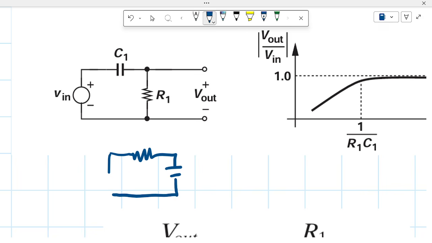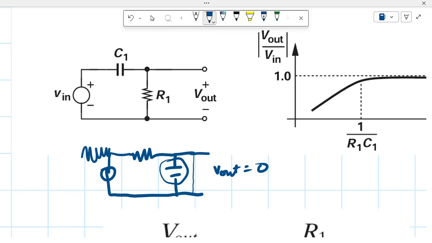A circuit like this is actually called a low pass circuit, because assuming a signal of high frequency comes in, this capacitance would behave as a short circuit, then the output would end up being 0. In that case, the higher the frequency, the lower output we get.